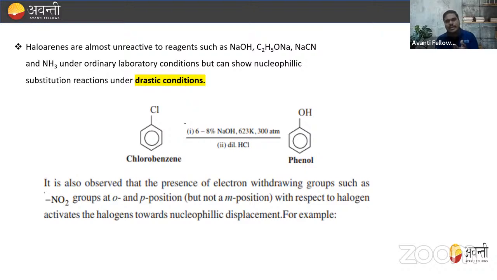Why? Because unlike haloalkanes, they are not electron deficient. They themselves have an electron donor group. So they want some electrophiles to come and attack them. However, in some drastic conditions, or if you apply an electron withdrawing group to the benzene ring, then maybe it shows nucleophilic substitution. But the tendency to show nucleophilic reaction in haloarenes is very low, right? So haloarenes are almost unreactive to the reagents under ordinary laboratory conditions, but can show nucleophilic substitution reaction at drastic conditions.